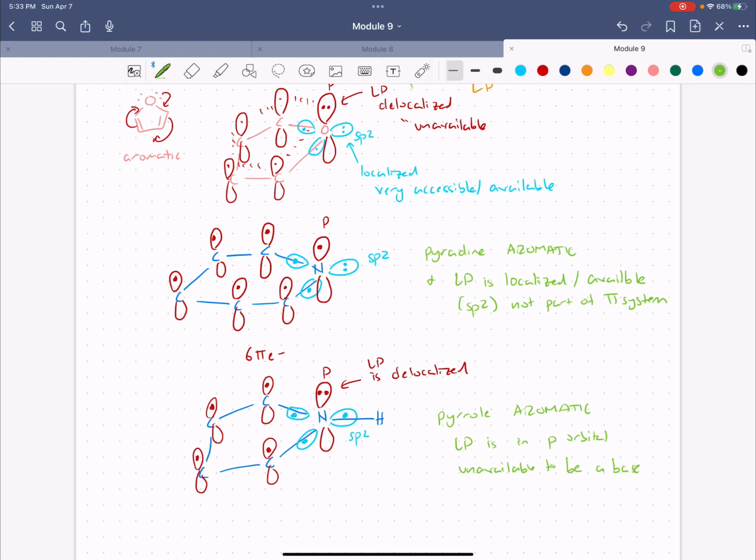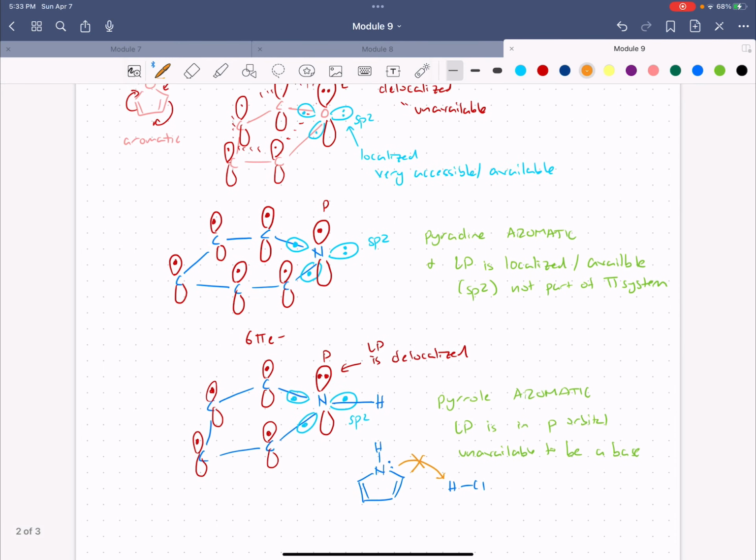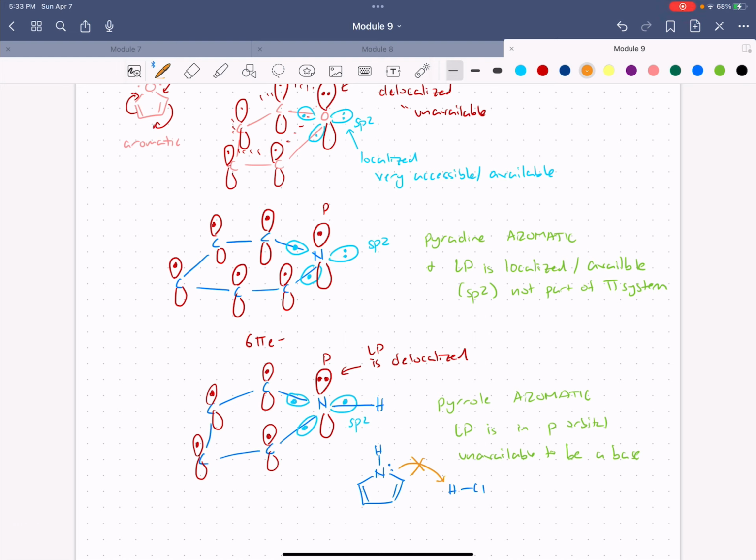What does that mean? It's not 100% unavailable, but it's more unavailable than the lone pair in pyridine, meaning that when you have acid, I would put an X here. Not available. Whereas in the pyridine case, it is available. Let me draw that here. You can almost picture it, right? Sticking out in the sp2. And then over here, I like to draw the p orbitals red. Part of the pi system. So here, for the pyridine, it is available.